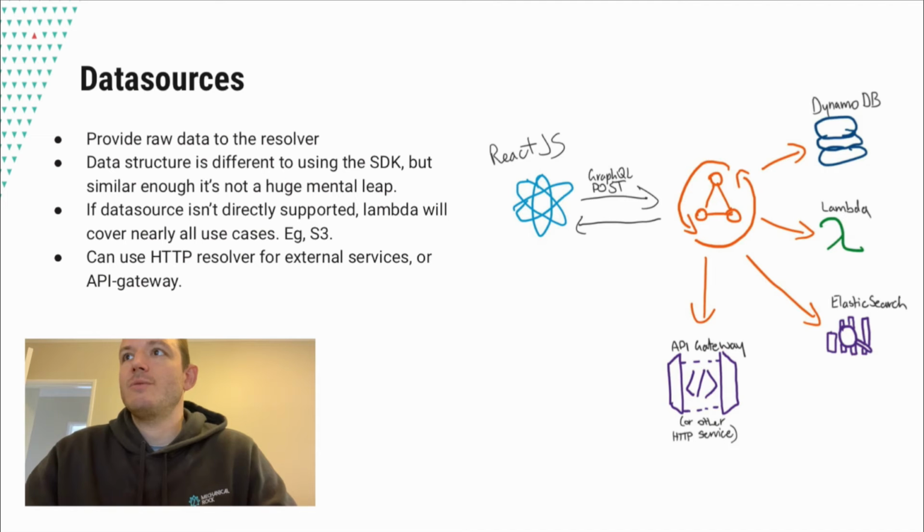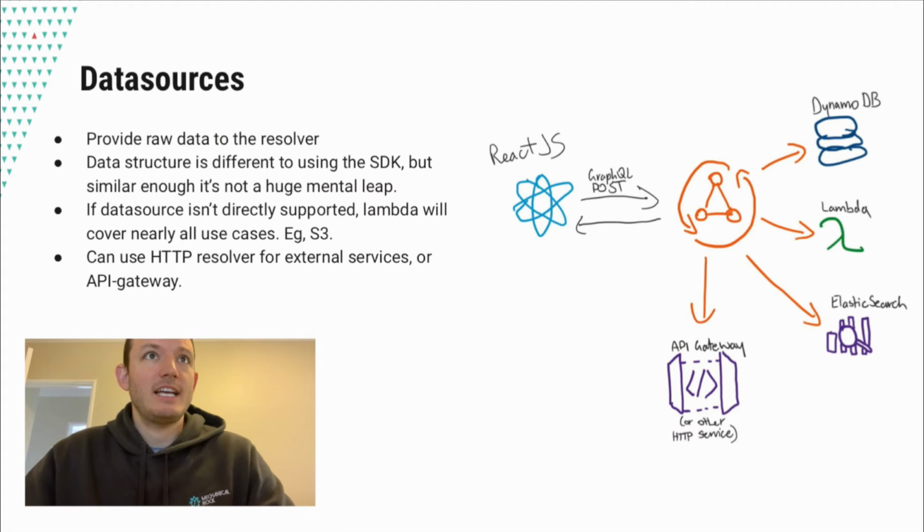If the data source that you want to go to is not supported by AppSync, usually Lambda will cover that edge case. So for example, S3, you might want to retrieve a bunch of photos or pictures or something like that for the client, and Lambda can do that for you.